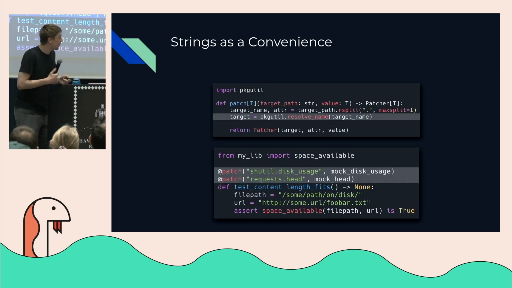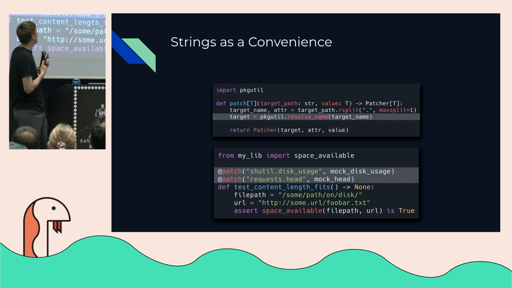One more thing we can do as a convenience, instead of importing the module into our test scope and then patching an attribute on it, we can use package util.resolve name. Just take the whole thing as a string, split it on the final period, then import the left side and patch the attribute on the right side. This allows you to use one single string to do the patching. This is what the standard library does internally.